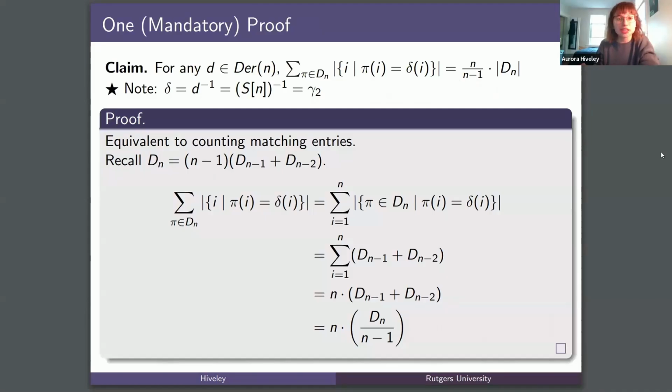So we're going to say for any derangement D, which is going to be my nth strategy component, if I sum over all possible derangements that Aurora could be thinking of, those are my pi's, and I measure the size of J2, which in this case is going to be positions i where Aurora's derangement and the inverse of Sn agree, I'm going to get n over n minus 1 times the number of derangements.